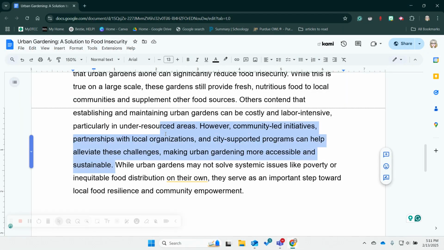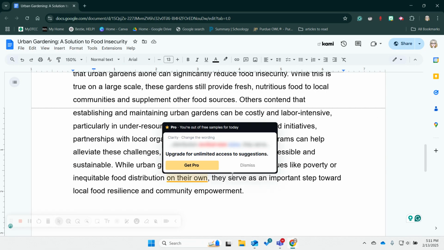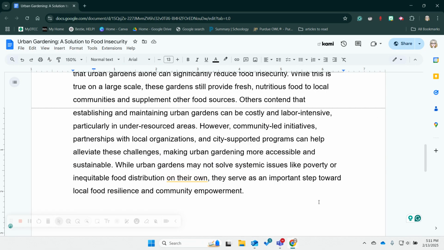So I think it's saying that there are problems with it. It's not going to be perfect, but here's some ways that we can solve those problems. While urban gardens may not solve systemic issues like poverty or inequitable food distribution on their own, they serve as an important step toward local food resilience and community empowerment.